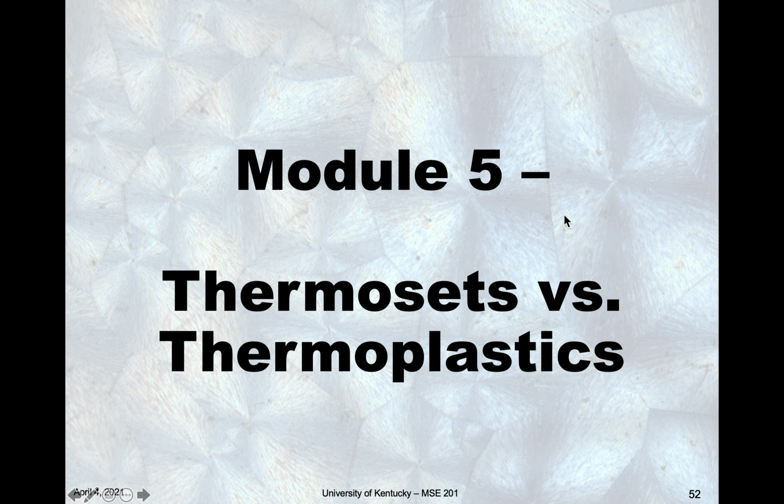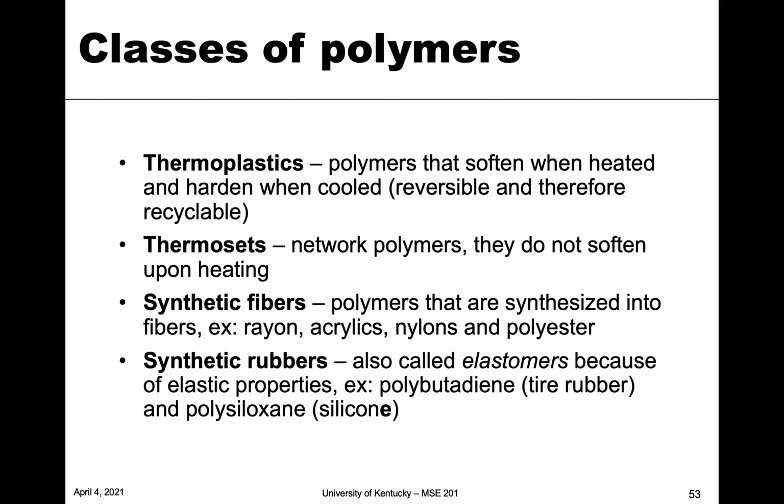All right. So in this module, I want to explain the difference between thermoset polymers and thermoplastics. We can also break down the polymers, classes of polymers, into the following categories. So thermoplastics. These are polymers that soften when you heat them and then harden when you cool them. And this is a reversible process.